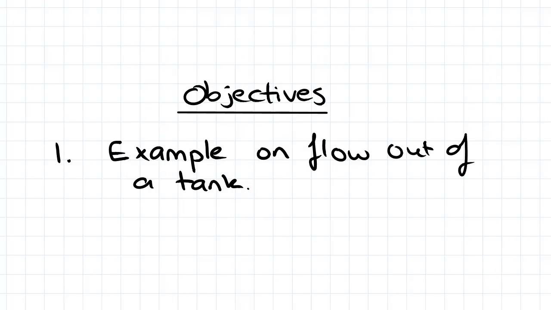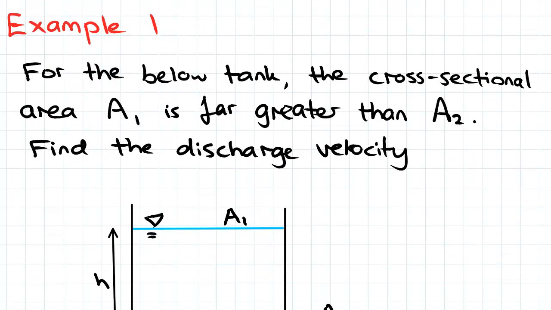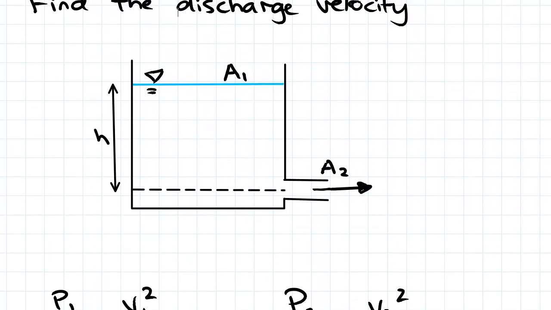Hey guys, the objectives of this video are to look at an example on flow out of a tank using the Bernoulli equation. Here's our example. For the below tank, the cross-sectional area A1 is far greater than A2. Find the discharge velocity. So this is our tank.